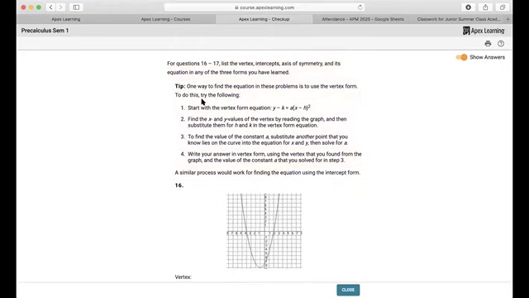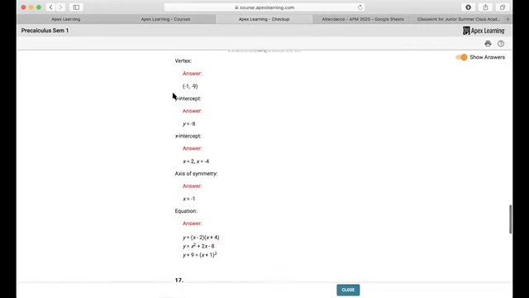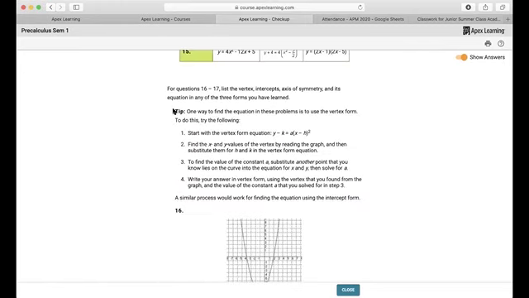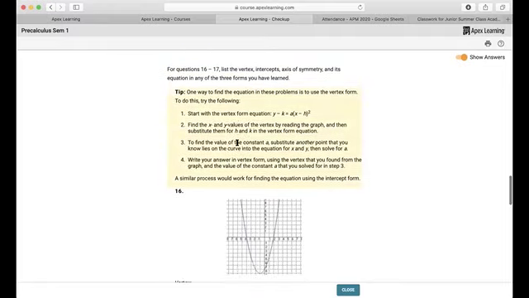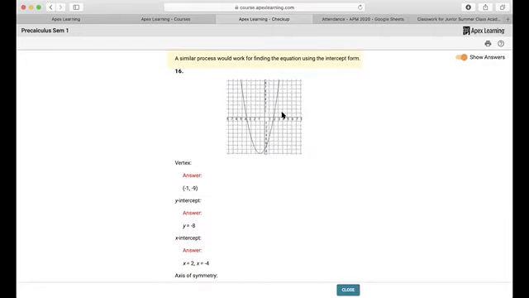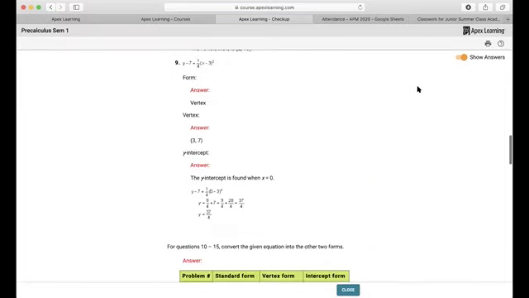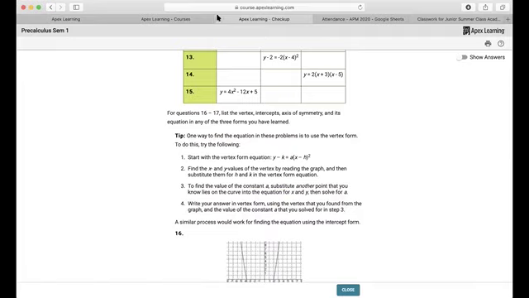If you take nothing else from these concept checks, take the tips. One way to figure it out is to look at the vertex form. You can find x, you can find y, you can find h and k. So again, looking through it, identifying points.